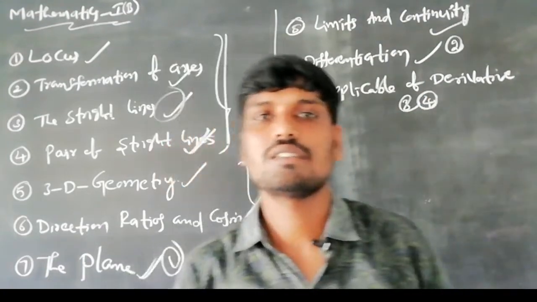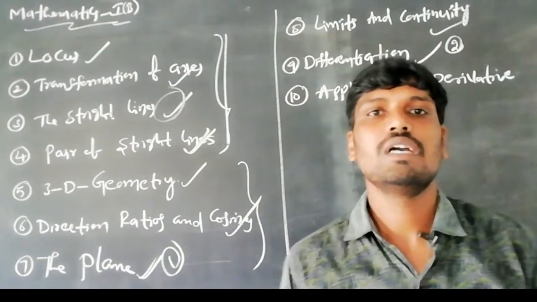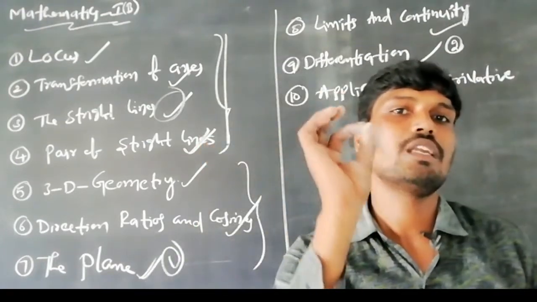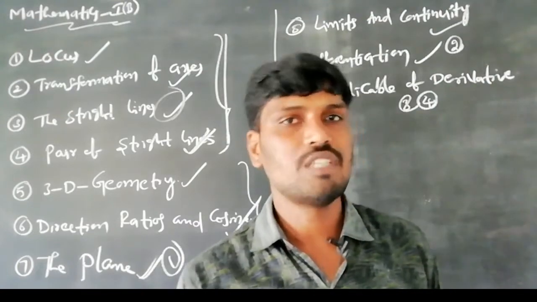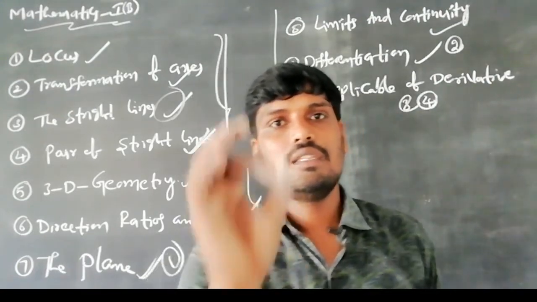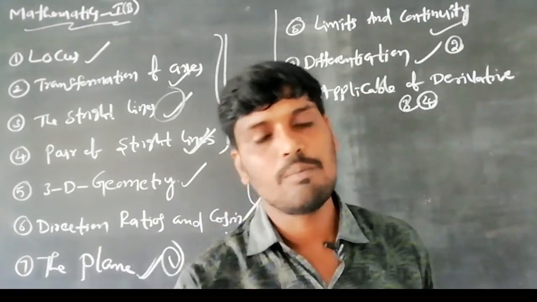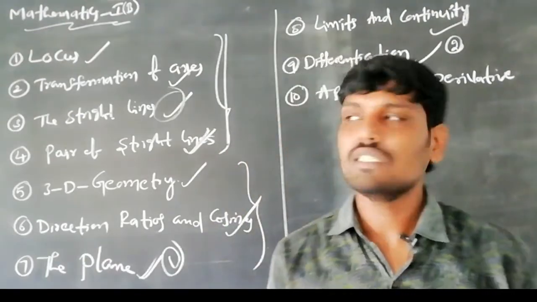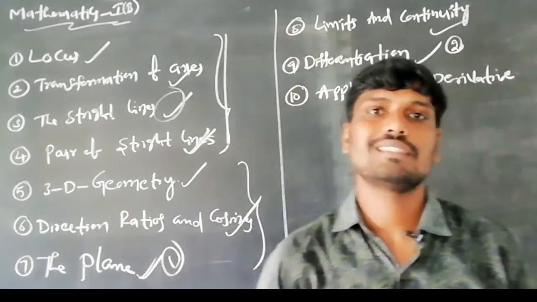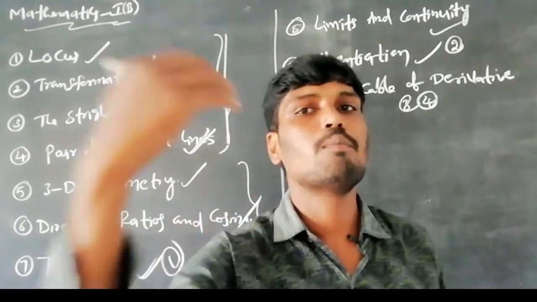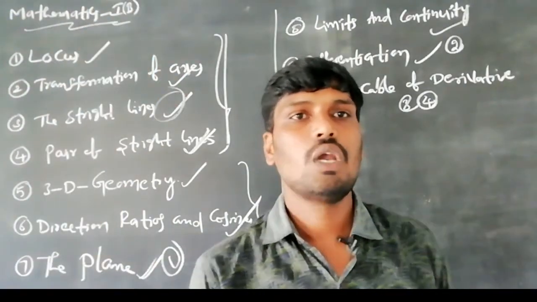From these 10 chapters, each chapter has at least 1 question, so approximately 20 questions come in EAMCET. In these 20 questions, each question carries 1 mark, and there are no negative marks in EAMCET. This is Mathematics 1B tips and tricks from the EAMCET point of view, on how to get maximum marks in EAMCET. Okay, thank you.